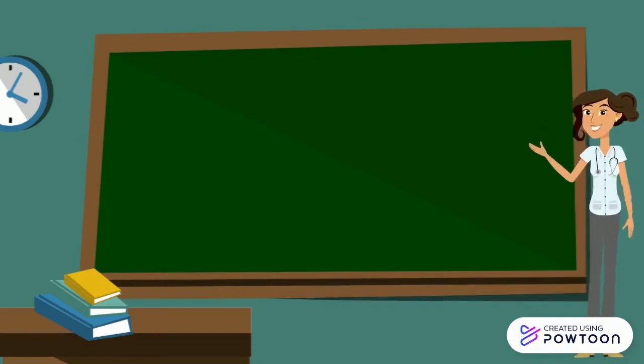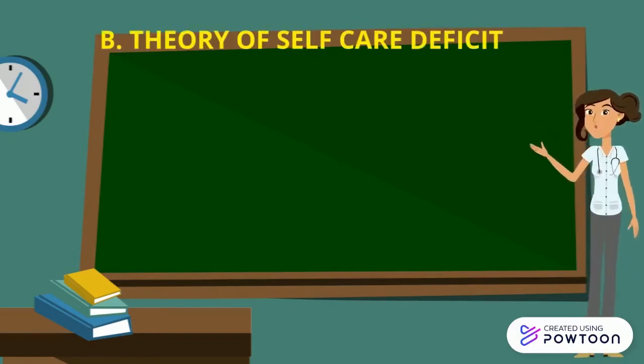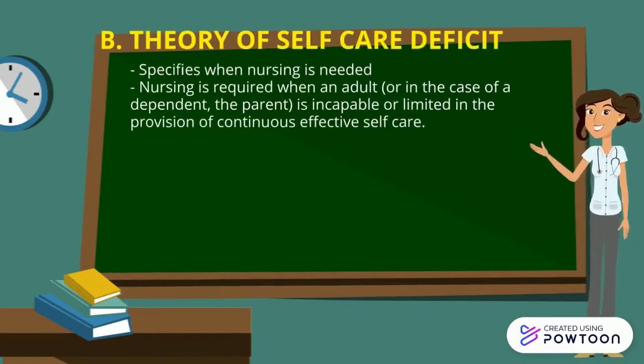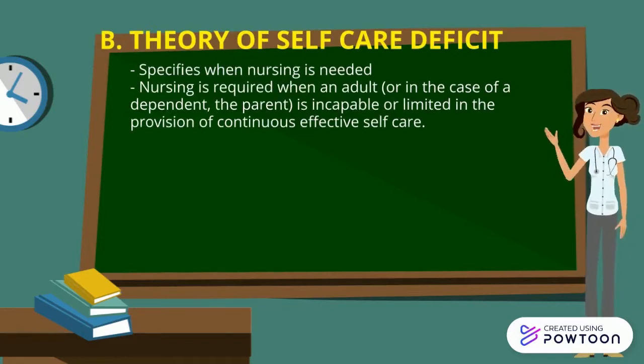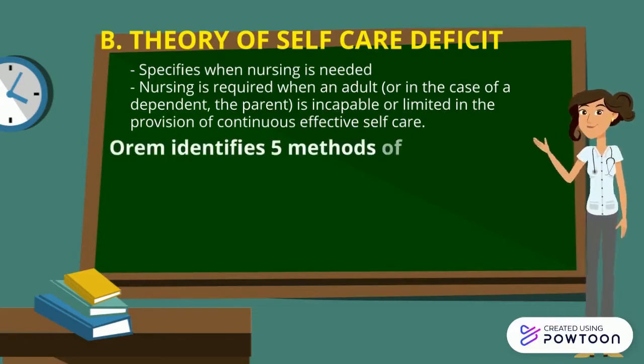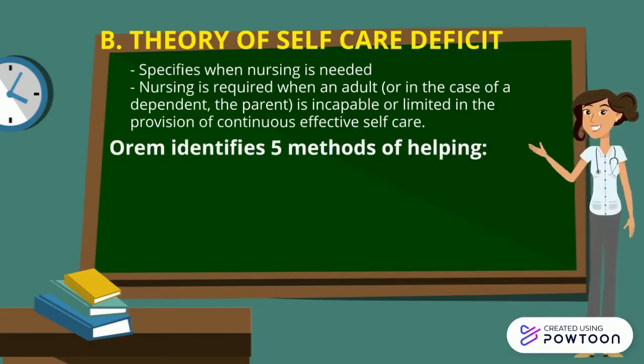Now, we will be discussing theory of self-care deficit. This specifies when nursing is needed. Nursing is required when an adult, or in case of a dependent, the parent, is incapable or limited in the provision of continuous effective self-care. Orem identifies 5 methods of helping.